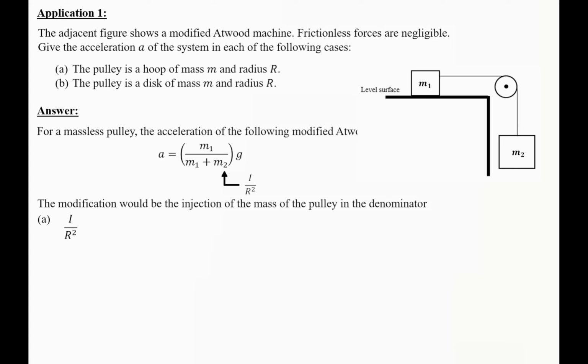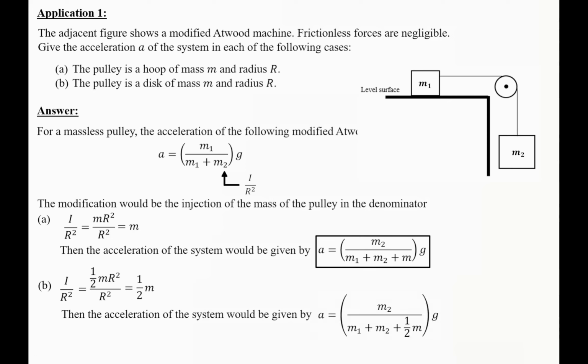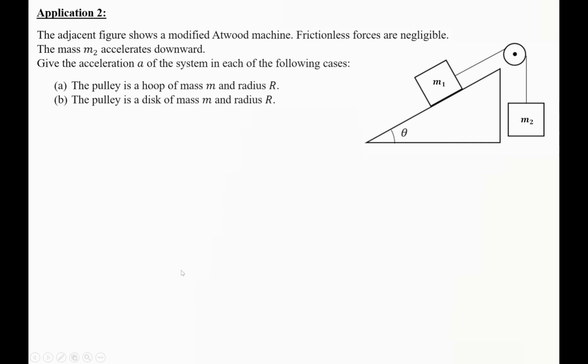So part A, I over r square would be mr square, because here we're talking about a hoop, and the moment of inertia of a hoop is given by mr square. So mr square over r square is m. Then the acceleration of the system would be given by m2 over m1 plus m2 plus m, multiplied by g. Now if the pulley is a disk, the moment of inertia is given by half mr square. So I over r square would be half m, and the acceleration would be given by the same expression, but instead of m, it would be half m.